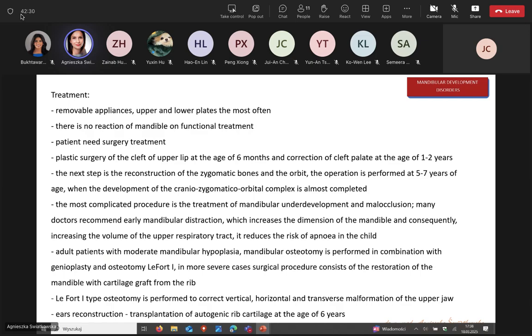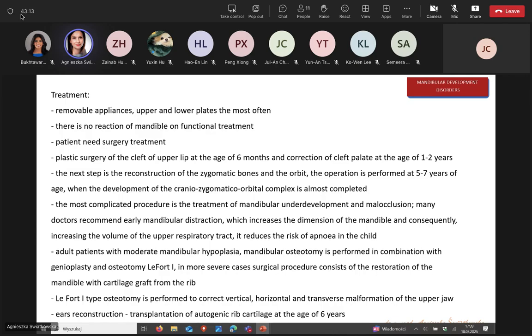Patients need surgical treatment. Plastic surgery of the cleft is the first step of treatment. The next step is reconstruction of the zygomatic bones and the orbit. The operation is performed at 5-6 years of age, when the development of the craniozygomatic orbital complex is almost completed. The most complicated procedure is the treatment of mandibular underdevelopment and malocclusion. Many doctors recommend early mandibular distraction, which increases the dimension of the mandible and consequently increases the volume of the upper respiratory tract. It reduces the risk of apnea in the child.